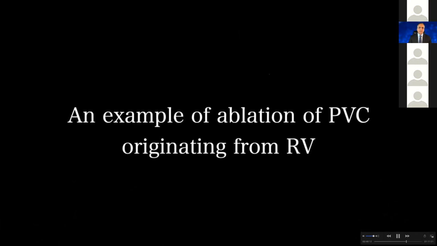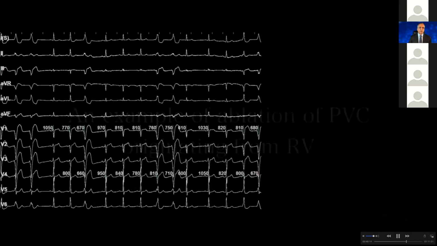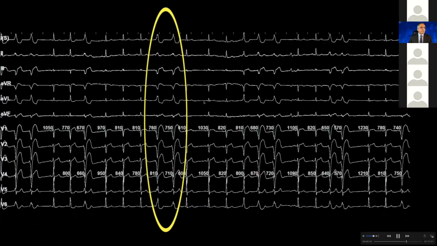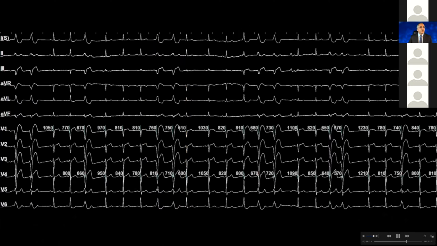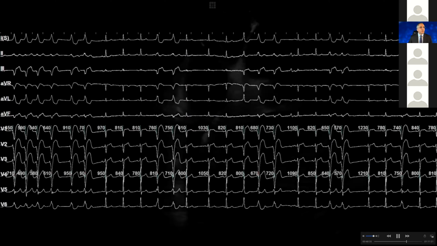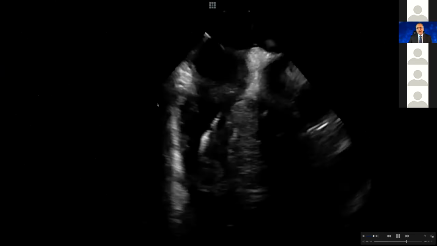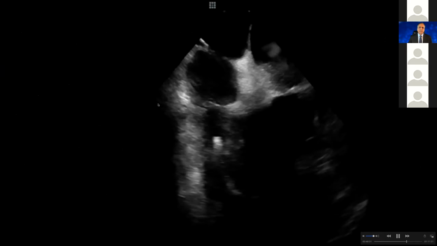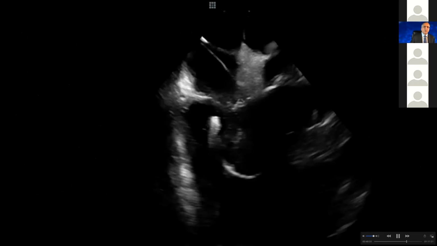This is an example of the PVC ablation, which is originating from the right ventricle. So if you notice here, this is a V1, so transition is very late. 2, 3, 2 was positive, and 3 and AVF, I believe, was a little bit still positive. But interestingly enough, let's look at this to see where this PVC was coming from.